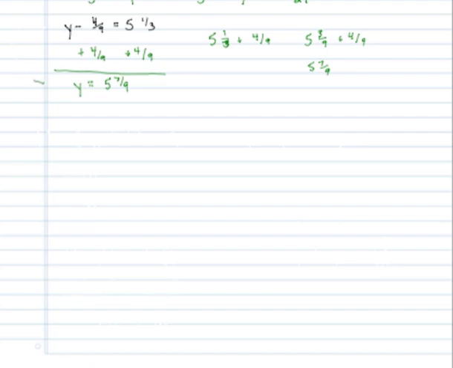And so we plug this then back in for y. 5 7/9 minus 4/9 would be 5 3/9, or 5 1/3. So this one checks out. Let's take a look at another example.